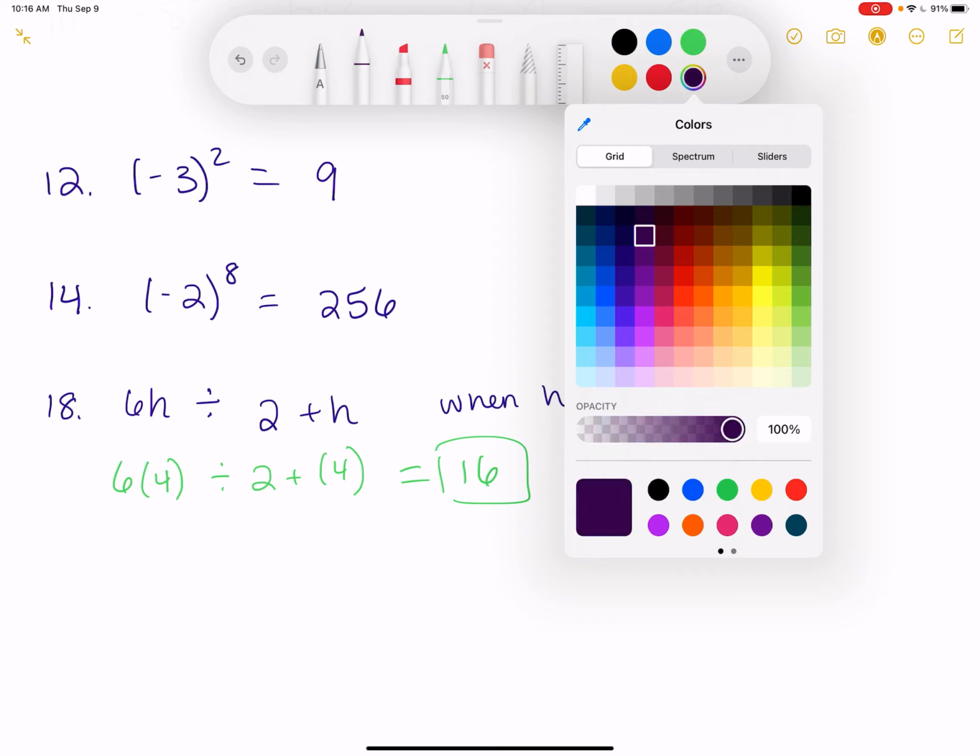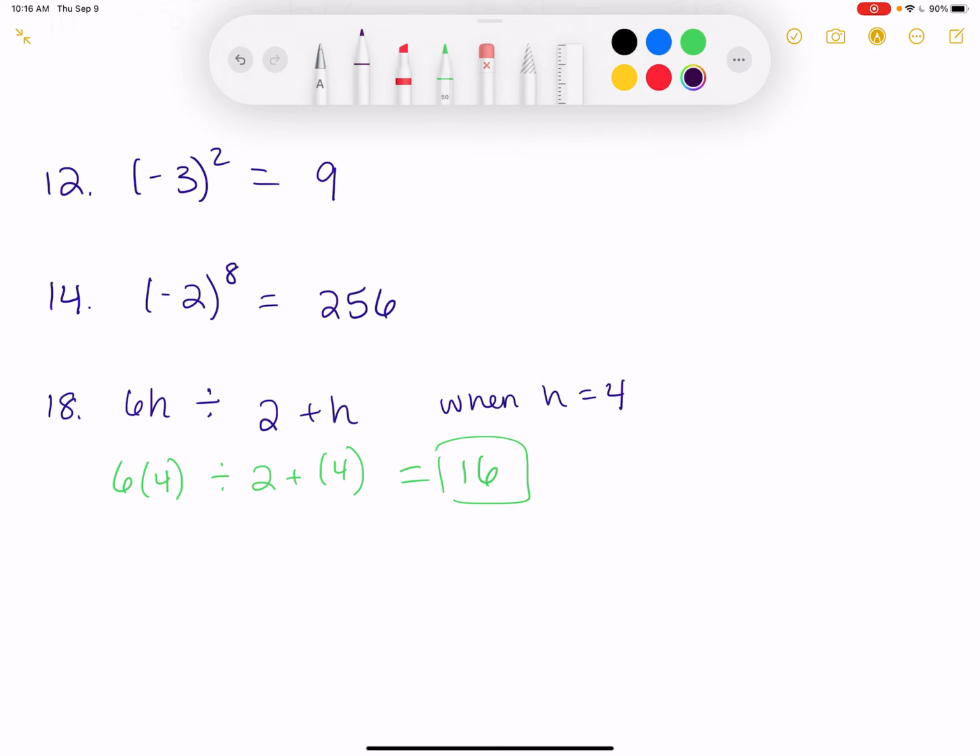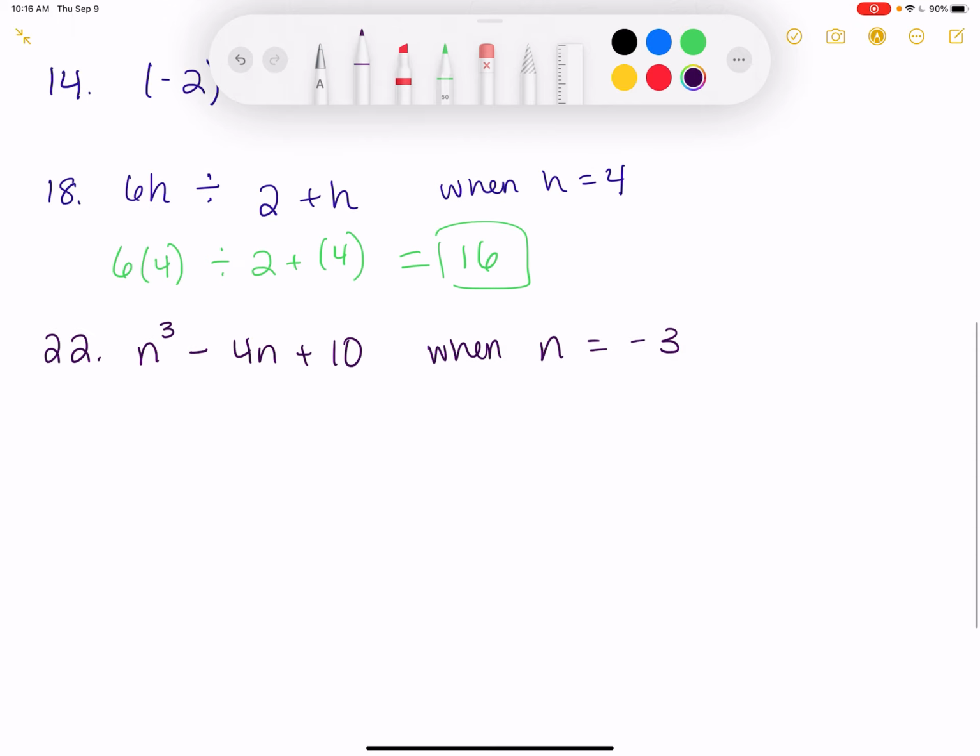Purple went away. Let's see. All right, 22. I'm going to have you guys try this one on your own, and then we'll go over it. n cubed minus 4n plus 10 when n is equal to negative 3. So take a minute and try this one, and then we'll go over it.